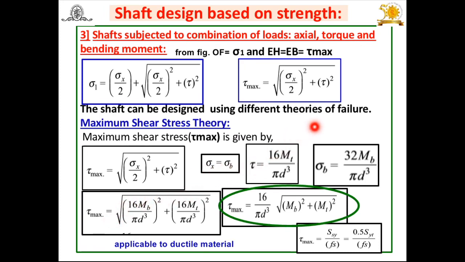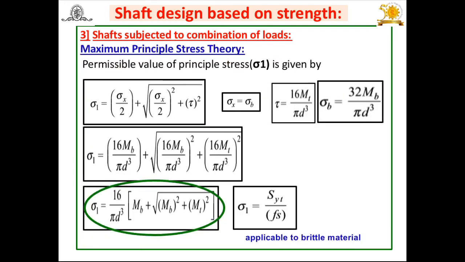Again, for ductile material, another theory, that is the distortion energy theory, which is the precise and accurate theory, is applicable to ductile material. What is the change here in this case? Only Ssy is equal to 0.577 Syt. That is the change you have to make in this expression. According to the distortion energy theory, tau max is equal to 0.577 Syt upon FOS is equal to this expression. You can use it if someone asks you to use the distortion energy theory. Let us see the other theory.